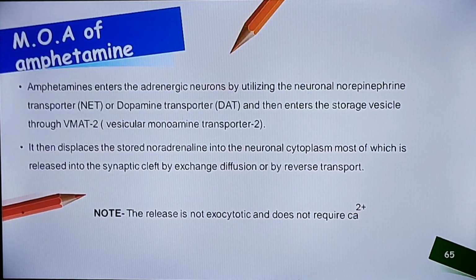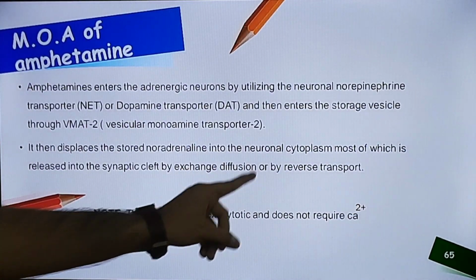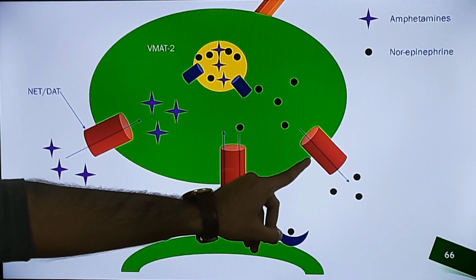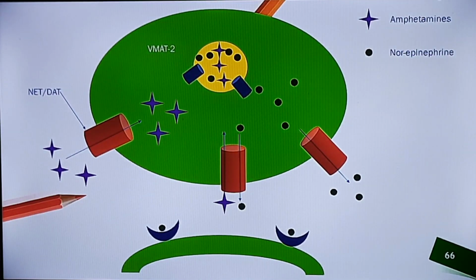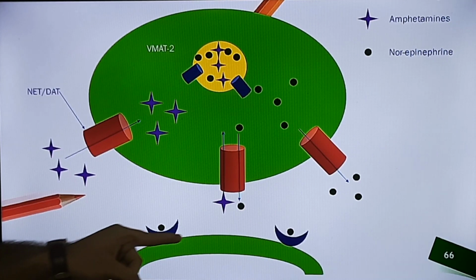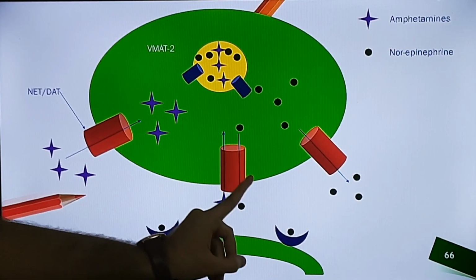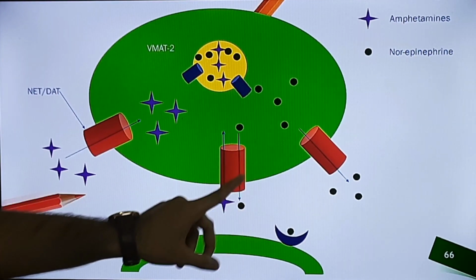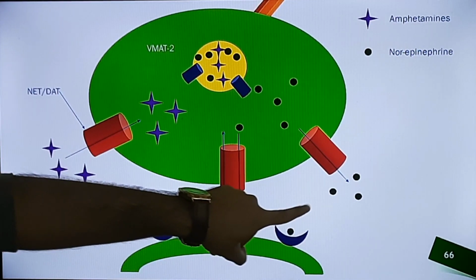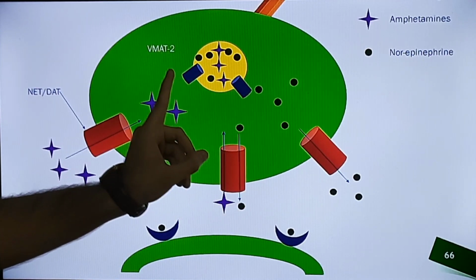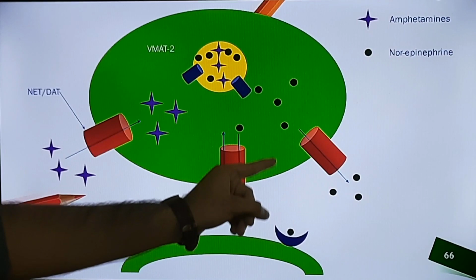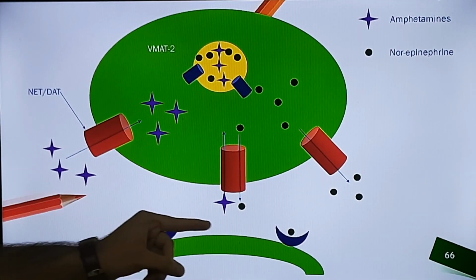The second thing is about the reverse transport. Look, this norepinephrine transporter usually takes up norepinephrine and transports it inside the neuronal cytoplasm. But what is happening here? It has reversed its direction.